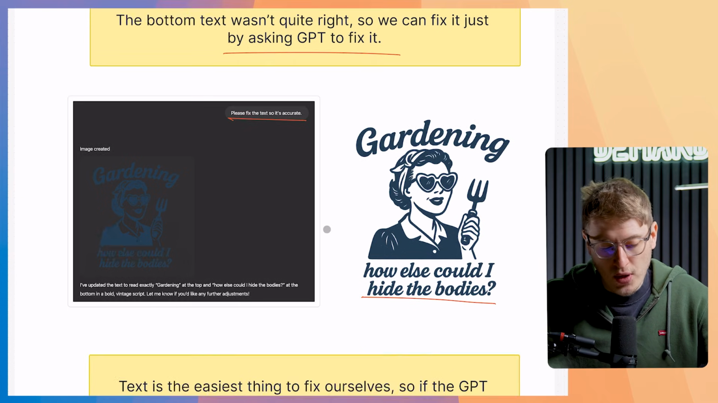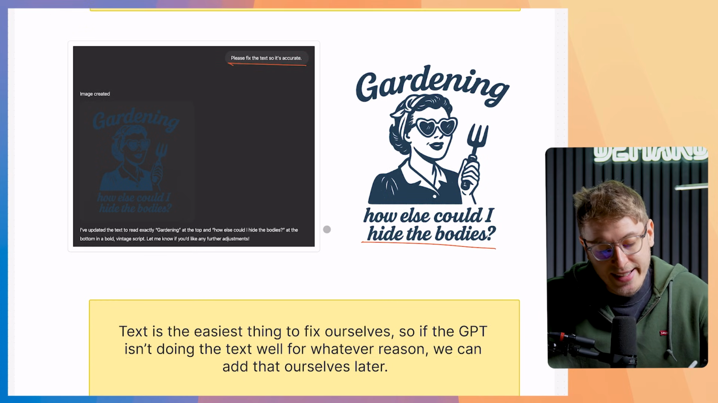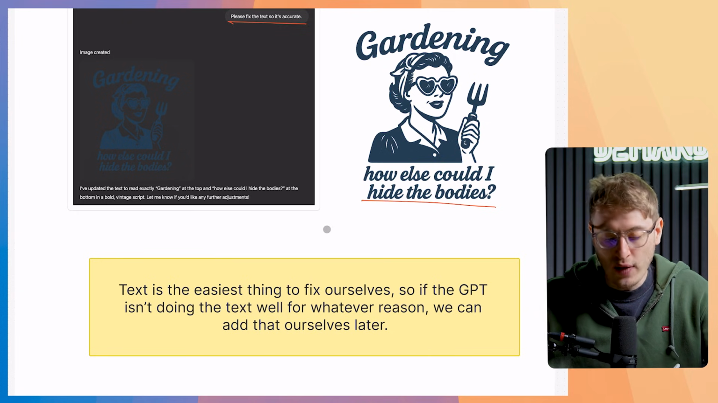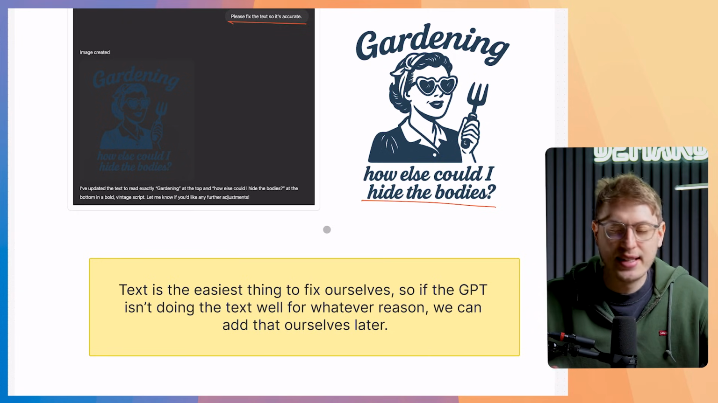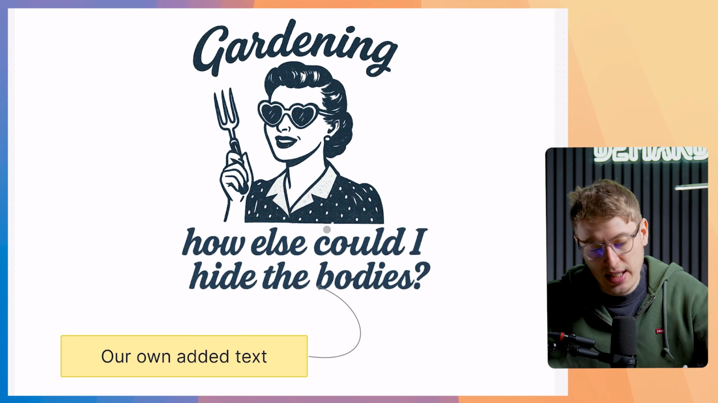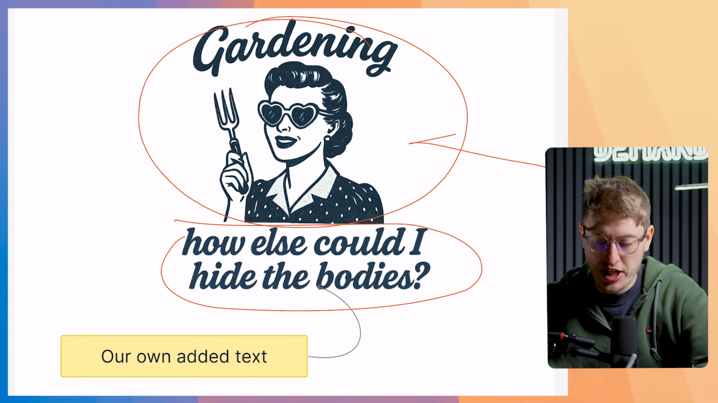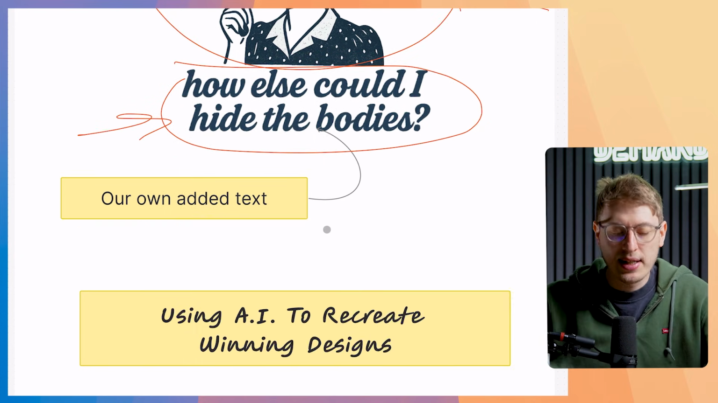Really, really cool. Now, another thing we can do is actually fix the text ourselves. Text is the easiest thing to fix ourselves. So if GPT isn't doing the text well for whatever reason, we can add that ourselves in Canva, in Affinity, in Photoshop, in Kittl, in whatever app you want to use. So this text is actually separated from this graphic. ChatGPT made this graphic, we made this text, and we just spliced them together.